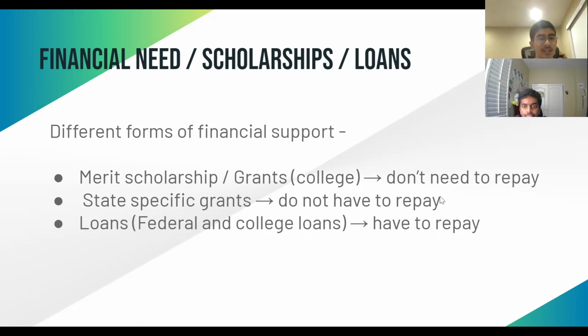So usually many students will take a combination of these. Their colleges will grant them some money, and then they will also get some loans and state-specific grants too. And then after that, their parents will fill in the remaining money, or they'll just take loans for all of it, depending on how that goes.